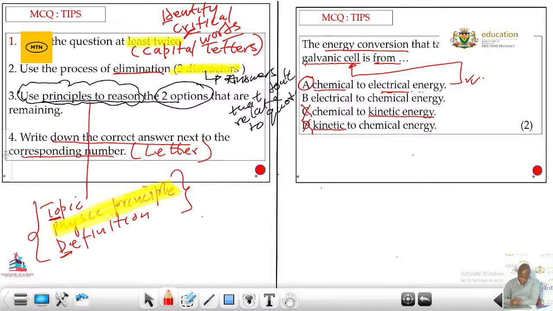So these are basically the critical tips that I feel apply when we attend to multiple choice, which will be question 1, and these are ways of how to go about it.